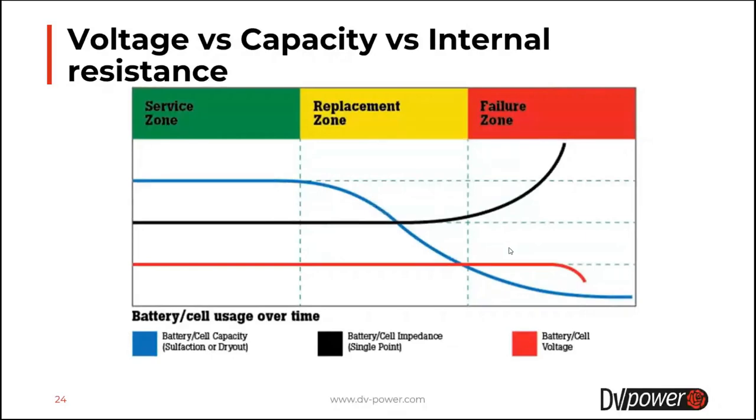By measuring the voltage of the battery, we cannot determine whether it is ready for replacement or not, because even if the battery is in failure zone and definitely does not have the required capacity, the voltage of a battery can still be in the previous two zones. So the only test that will for sure provide you with information of your battery state of health is a battery capacity test.